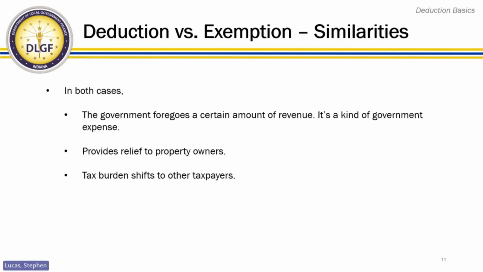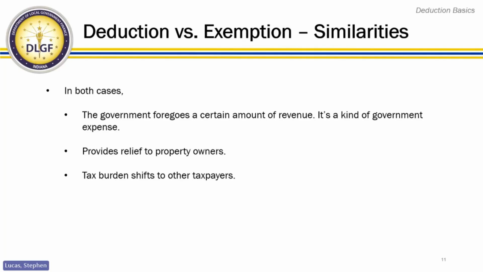So I also wanted to note some high-level similarities between deductions and exemptions. We're not going to go over the details of exemptions, but just to distinguish the two. In both cases, they are treated sort of like a government expense because local governments are foregoing a certain amount of revenue that they would have collected otherwise were it not for these benefits. So it's in many cases treated like a government expense, but they're meant to provide relief to property owners either based on certain characteristics of the property or of the property owners themselves.